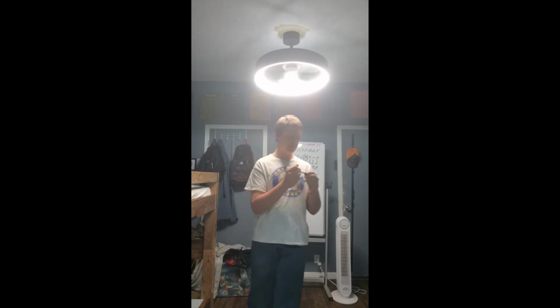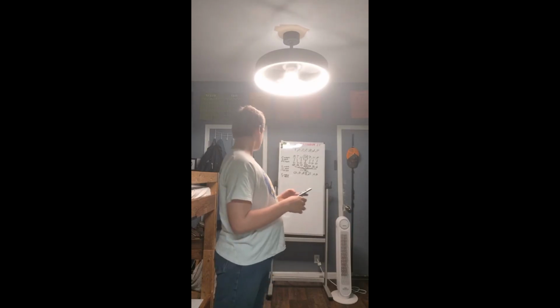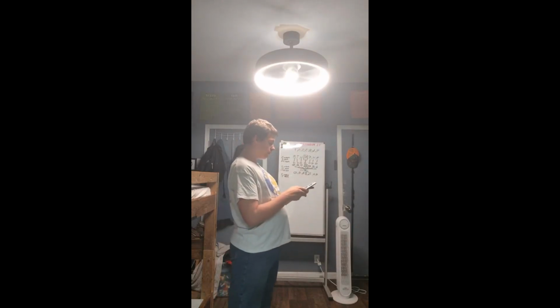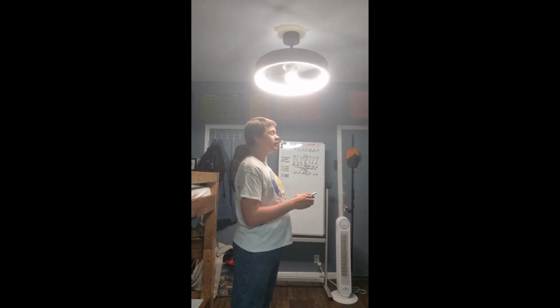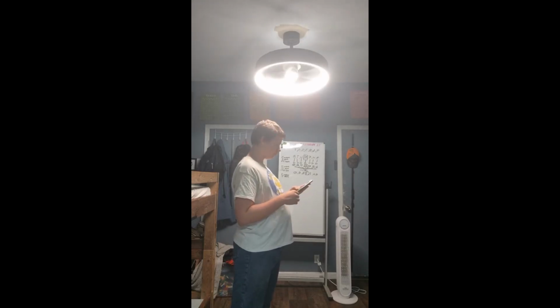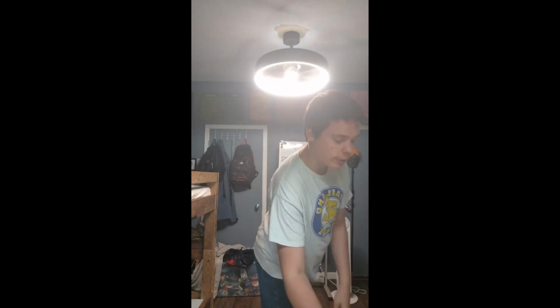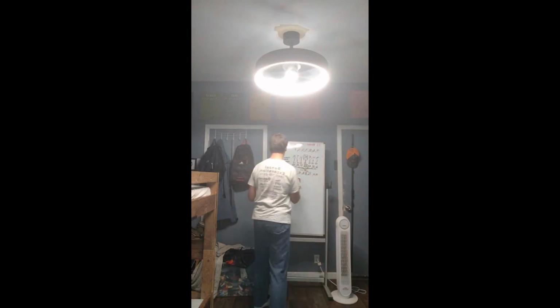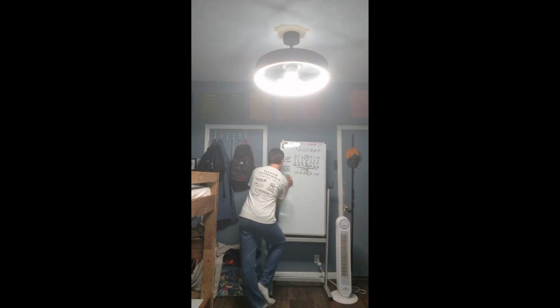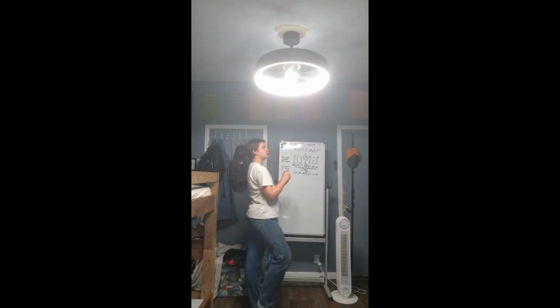The mean: 5 plus 6 plus 7 plus 7 plus 8 plus 9 plus 10, divided by 7. We get 51, so 7 and 2 over 7. Mean, 7 and 2 over 7. Okay.